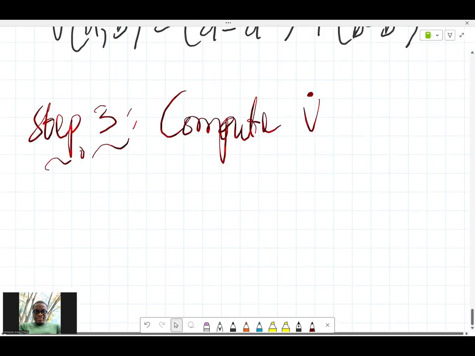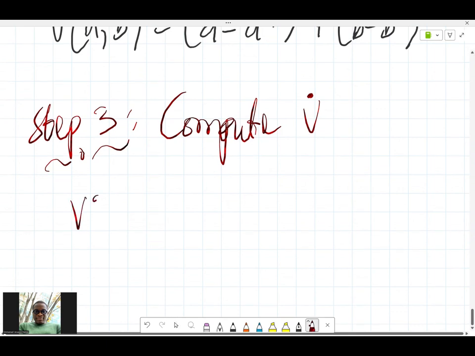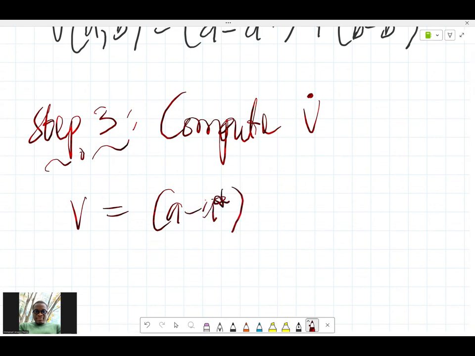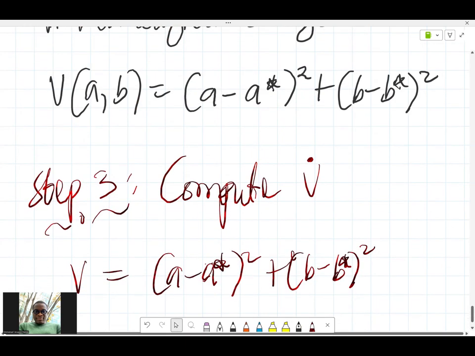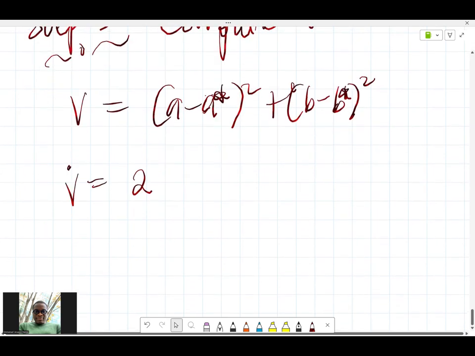From this V, we have V equal to A minus A star squared plus B minus B star squared, like this. So that means V dot is going to be, differentiate this now, 2 with respect to A and B, right? Because V is a function of A and B. We already agreed up here that it's a function of A and B. So we are differentiating with respect to A and B respectively.